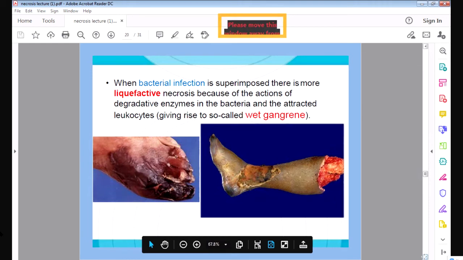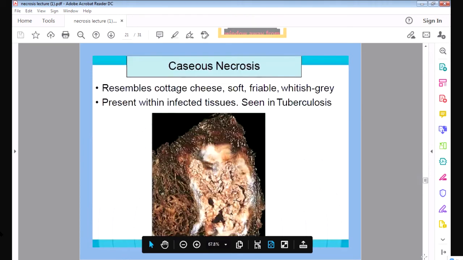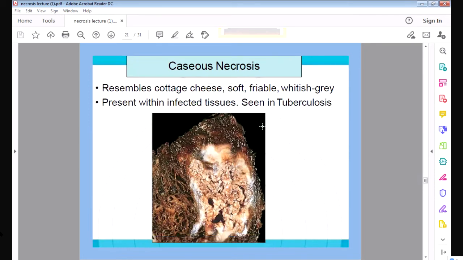Now the fourth type of necrosis, that is caseous necrosis. Caseous necrosis is especially seen in tuberculosis. This is also many times asked in your exam. What is caseous necrosis? It is seen in tuberculosis. Whenever in your exam the question is in which infection caseous necrosis is present, you should always remember tuberculosis.